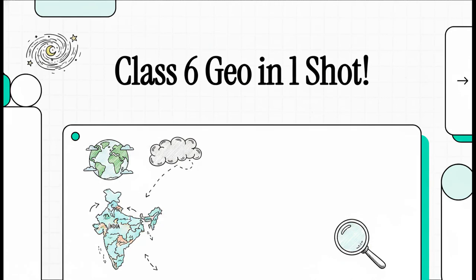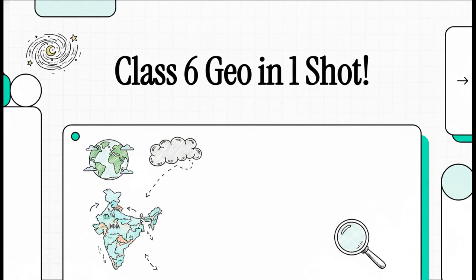Today, we're bringing you a massive, high-yield explainer covering the entire Class 6 NCERT geography syllabus in one absolute shot. If you're a focused learner gearing up for competitive exams, or honestly, just someone who loves understanding how our world actually works, you are in the exact right place. We're going to take a spectacular macro to micro journey today. We'll start all the way out in deep space and progressively zoom inward until we land right on the diverse climate and geography of India.